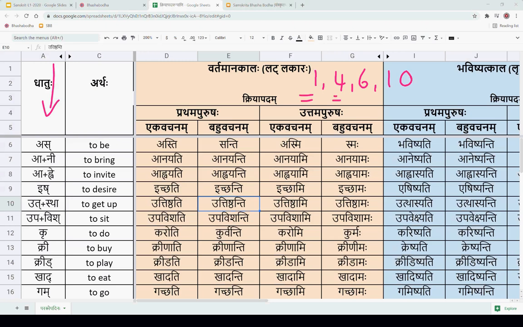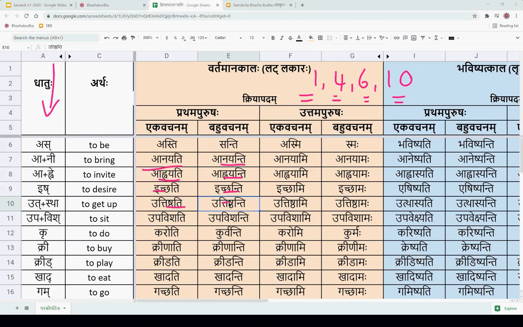Group number 1, group number 4, group number 6, group number 10. They have names, but to keep it simple right now, we'll just refer to them by numbers: group number 1, 4, 6, 10. They follow a simple pattern like anayati, anayanti, aheti, avayanti, ichchati, icchanti.